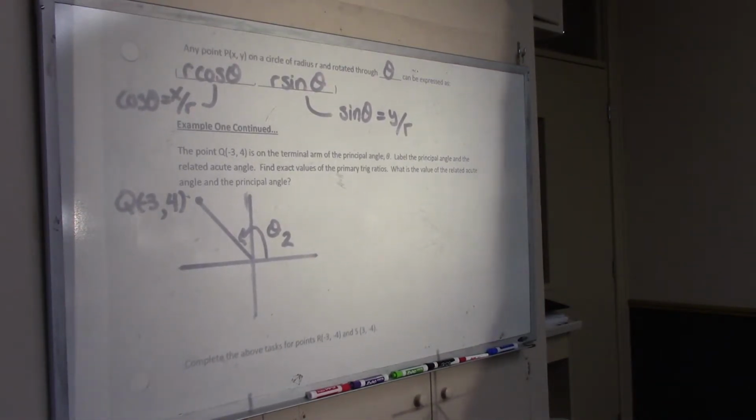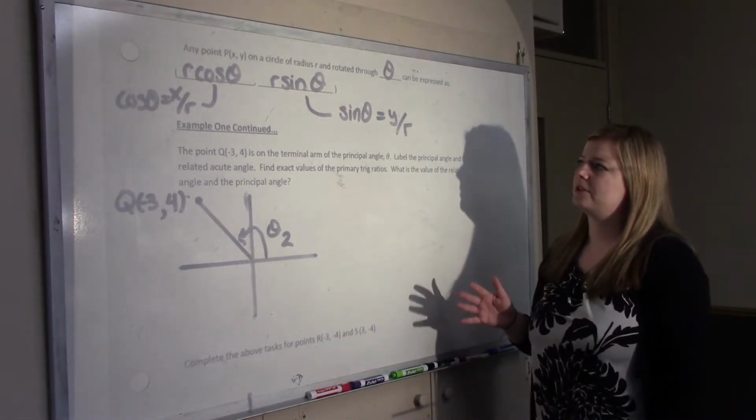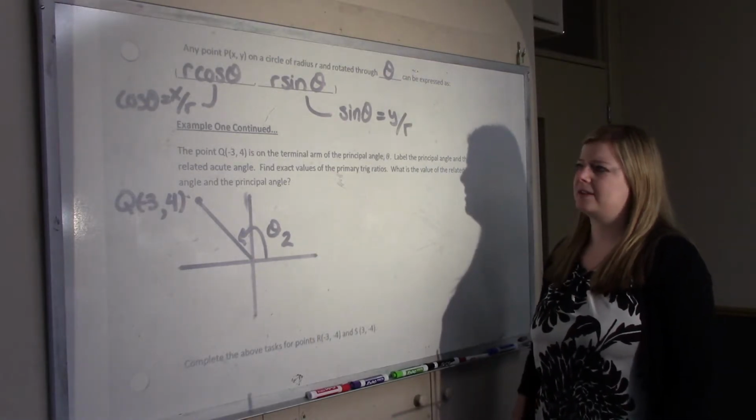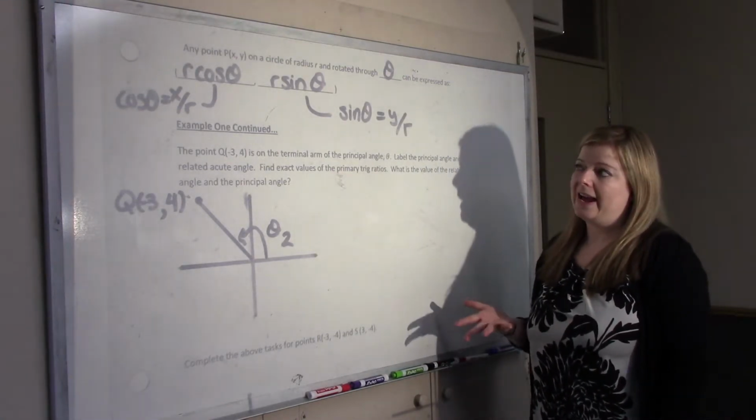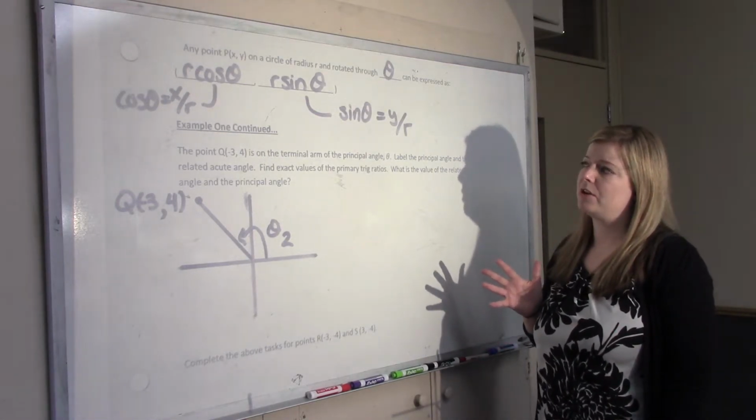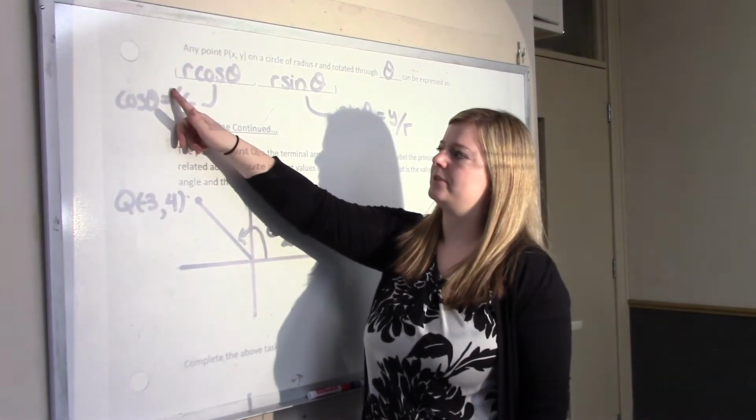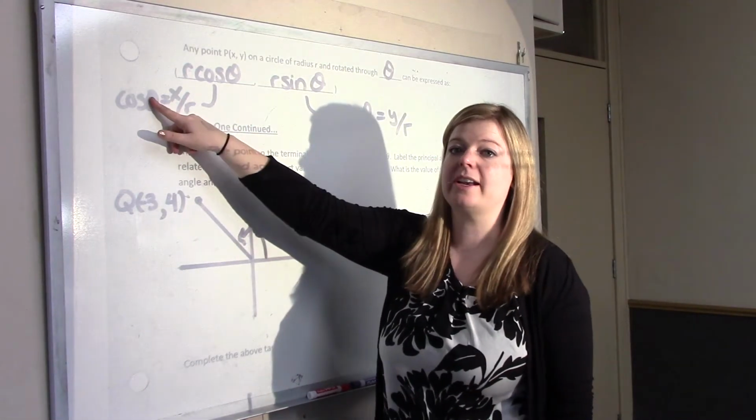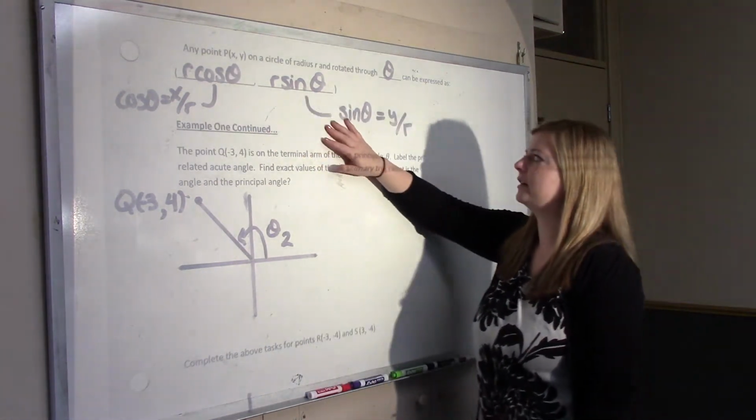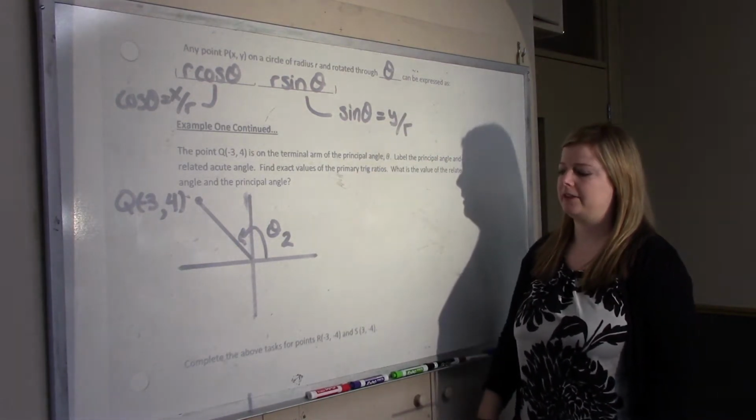Okay, so this also leads to another conclusion: any point (x, y) on the circle of radius r and rotated through theta can be expressed in this way. Instead of x, you can write r cos theta, and instead of y, you can write r sine theta. This is because cos theta is equal to x over r, so if you just rearrange for x, you get r times cos theta. Same thing here: sine theta equals y over r, and if you solve for y, you get r sine theta.